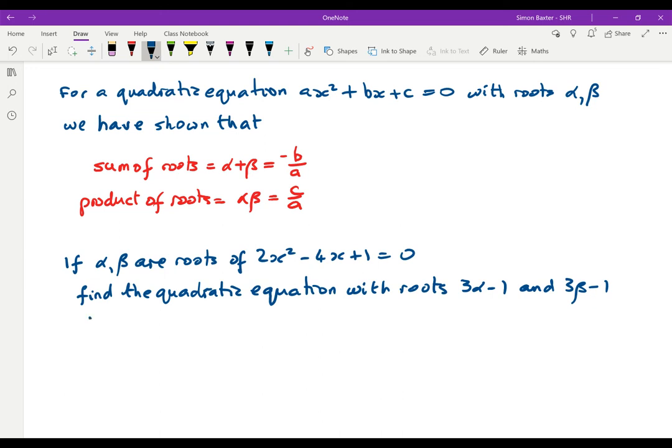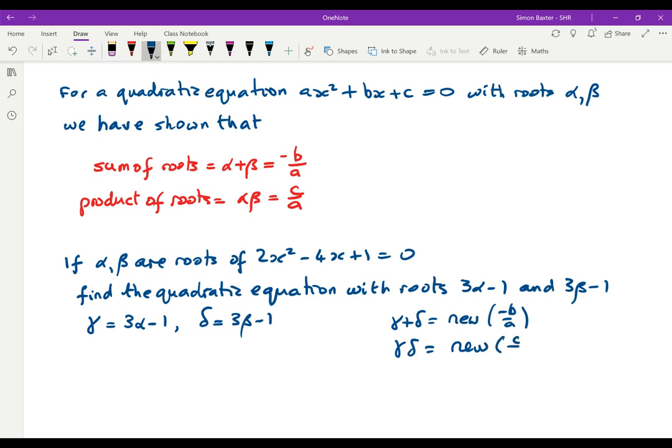Well, I'm going to put gamma, that's the Greek letter gamma, equal to 3 alpha minus 1, and I'm going to put delta equal to 3 beta minus 1. My aim is to find gamma plus delta. That is now the sum of the roots. That will be my new minus b over a. And I also want to find gamma delta because that will be my new c over a. Right. Not a terribly difficult thing to do, so let's go ahead.